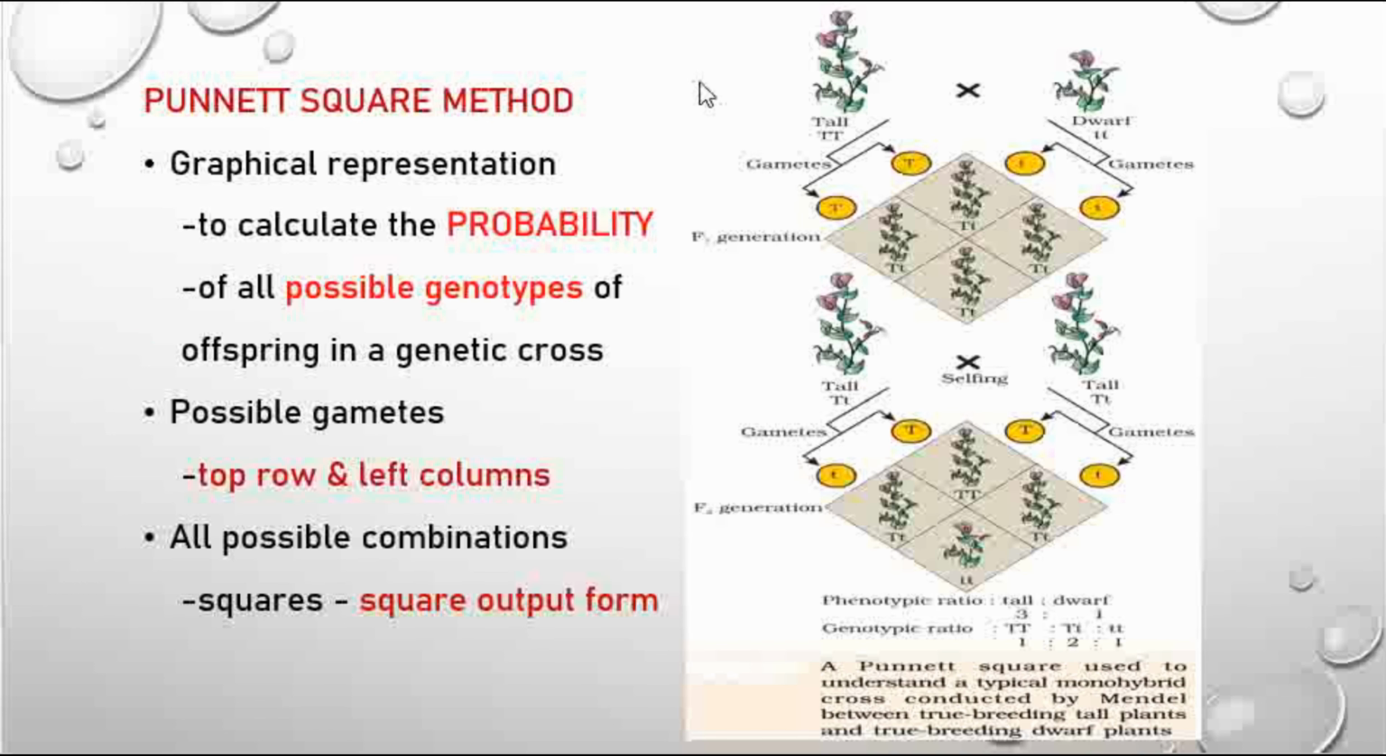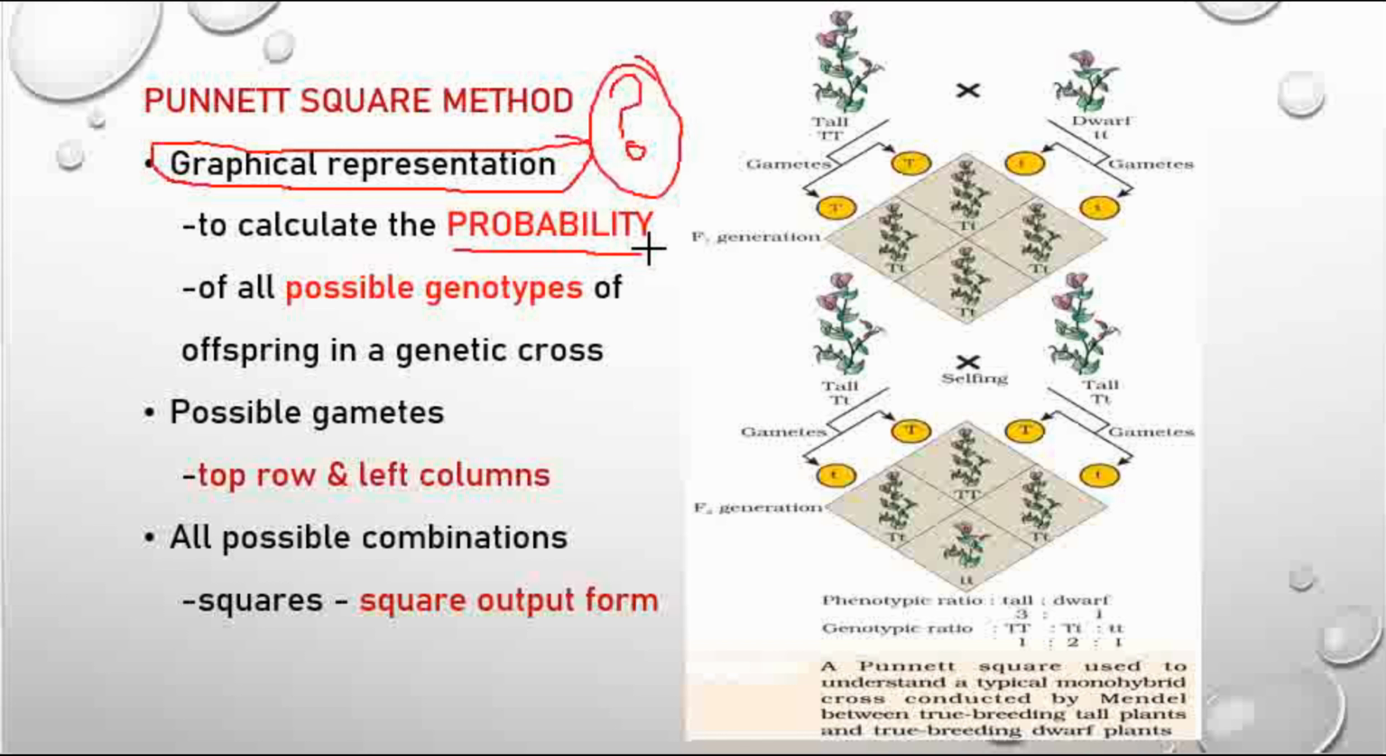So it is a graphical representation. Actually it is a graphical representation. So why we have to represent it graphically is to calculate the probability. Probability you might have already studied in maths. So that knowledge they have used here, the probability. In probability, if you toss a coin, for head or tail, you actually calculate the possible outcomes, right?